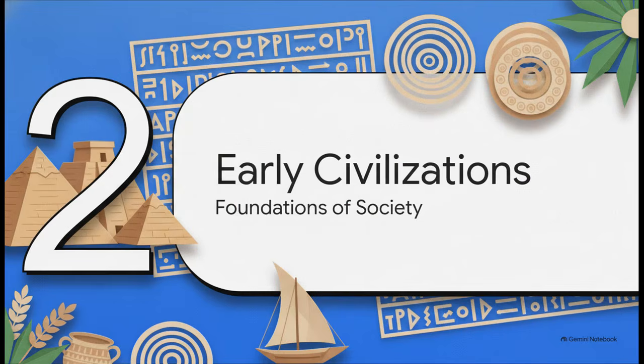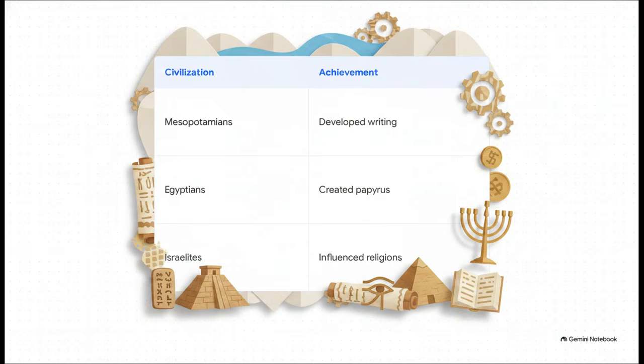Moving right along to Unit 2, Early Civilizations, the Foundations of Society. These early societies created incredible, highly tangible inventions just to solve early human problems. In this unit, we're focusing heavily on how geography, science, technology, and economics completely shaped human life. For example, the Mesopotamians didn't just build the first cities, they actually developed writing itself. The Egyptians created papyrus, which completely revolutionized how human beings record and share information. And the ancient Israelites established scripture that deeply influenced European religions for centuries to come. It's just wild to think about the lasting impact of that.